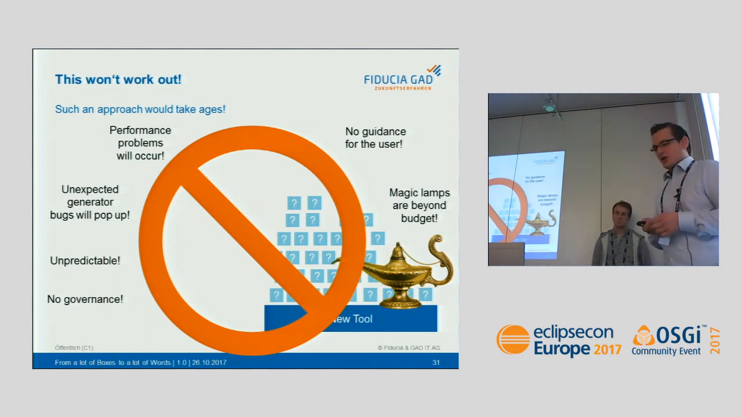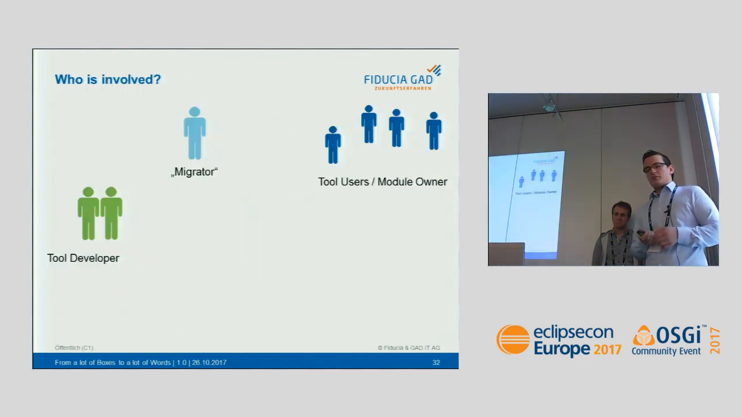And then, of course, as we said, we're limited in budget, and this Wonderlamp is definitely beyond our budget. So what we did is we took a step back and thought about who is actually involved in this process. And there are three main roles that we identified.